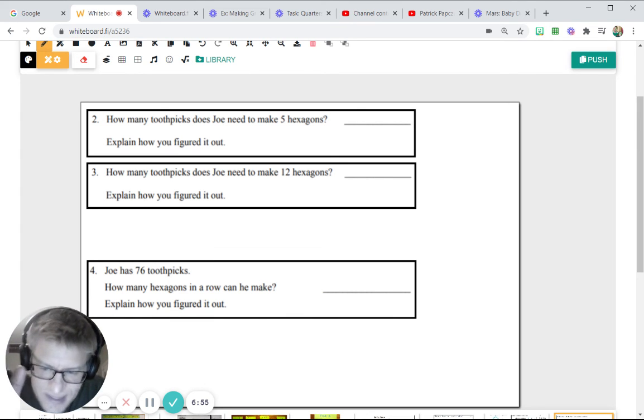And if you're really in super genius mode, can you figure out the rule from any number of hexagons? How many toothpicks would it be? Like if I said, what if I wanted 100 hexagons? How many toothpicks would I need? I know that because I know a rule. I figured out the rule. Can you figure out the rule? Do you know the rule? See if you can figure it out.